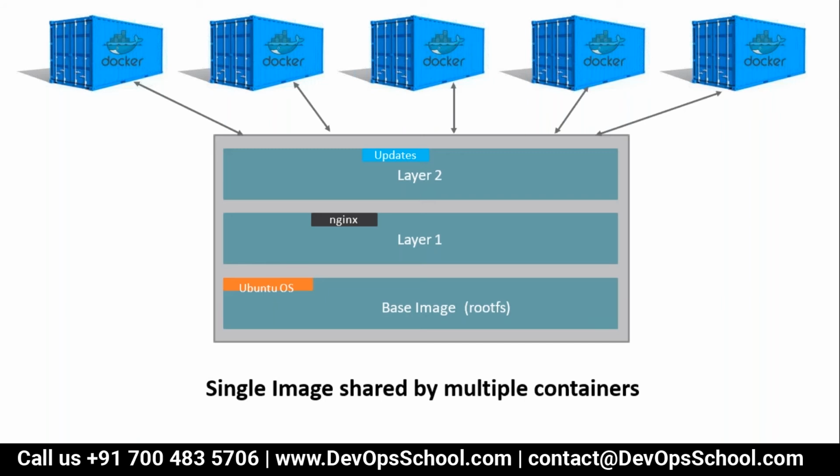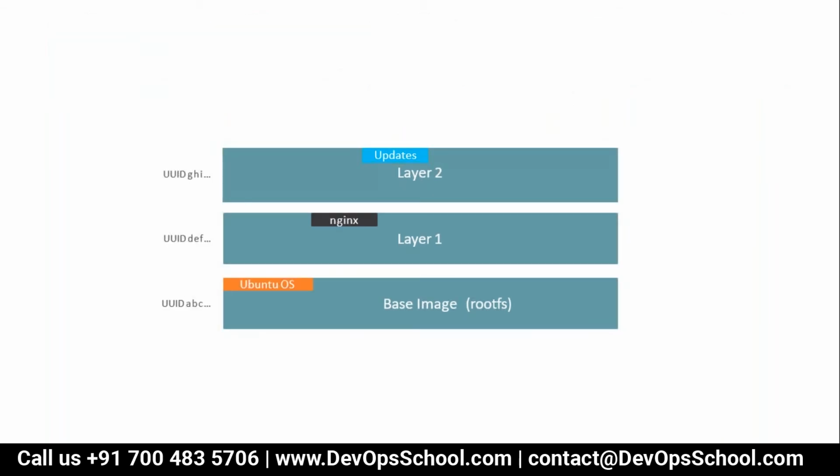Okay, so this is what happens. Now look at this, how can we identify each layer then? So guys, I think you have seen it, this one, and the inspect command you might have seen as well.